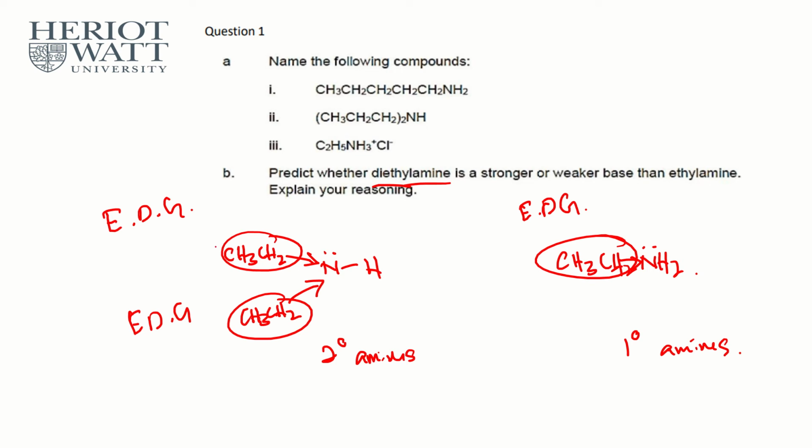So in this case, obviously the secondary amine, diethylamine, has two electron donating groups, hence making it more electron rich. Therefore, diethylamine is a stronger base than ethylamine. It's about the number of electron donating groups. All right, so that's the answer for part B.